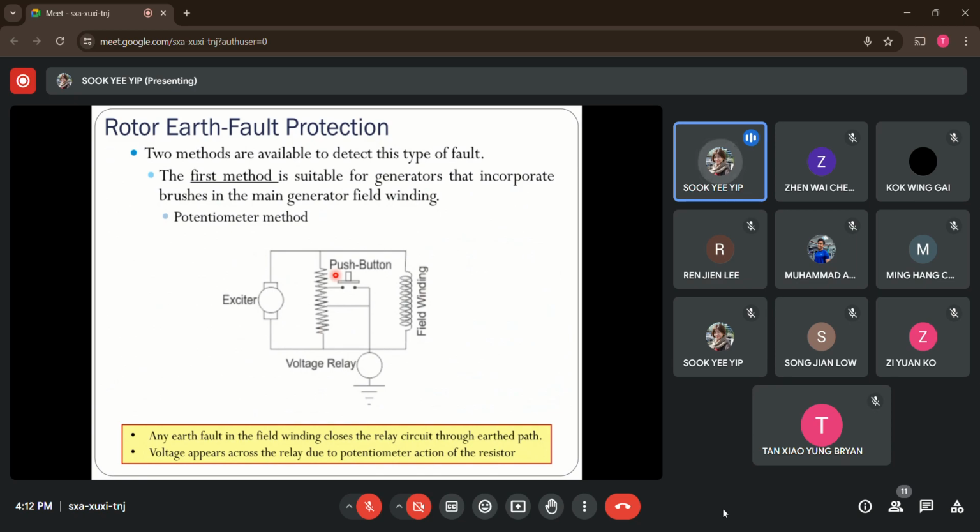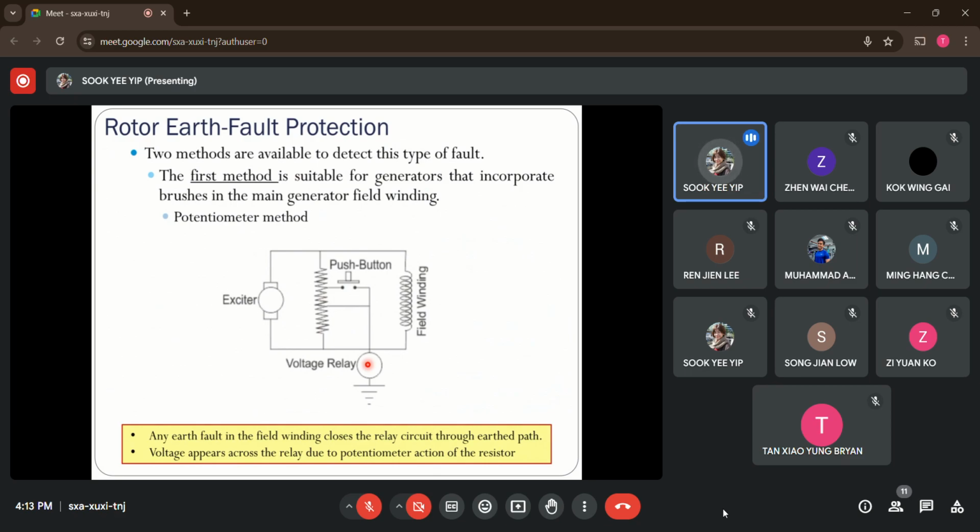So what happens if a fault occurs in the field winding? The voltage here on the field winding will actually close this voltage relay through the ground path, seeing as we have voltage appearing here, so it will appear here as well due to the potentiometer action of the resistor. So that's how it works to trip the generator.